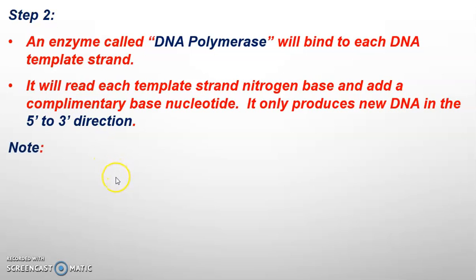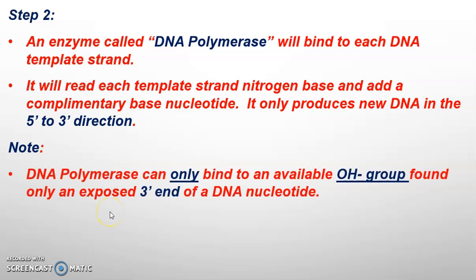So you have your two template strands you just unzipped. The one that is considered the 3' side will have an OH group. DNA polymerase can only bind to a template strand if there is an OH group available, and that only is immediately on the 3' end of DNA. So the 3' end of DNA will allow DNA polymerase to immediately bind to it.